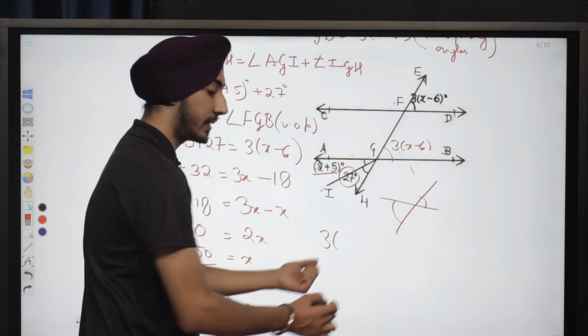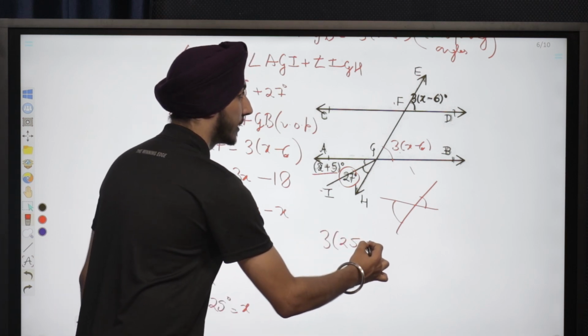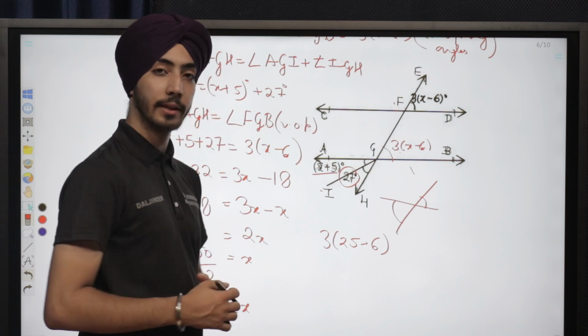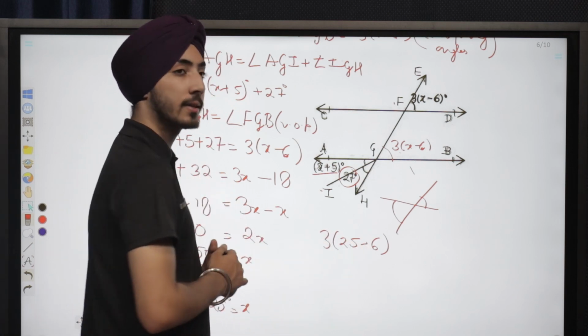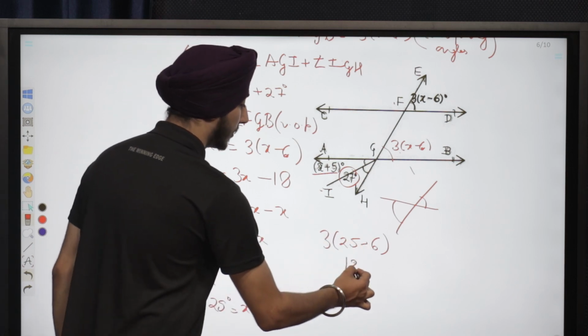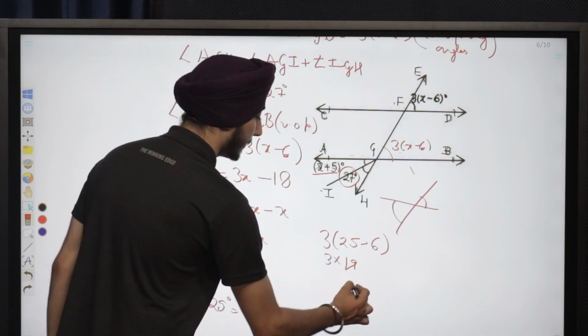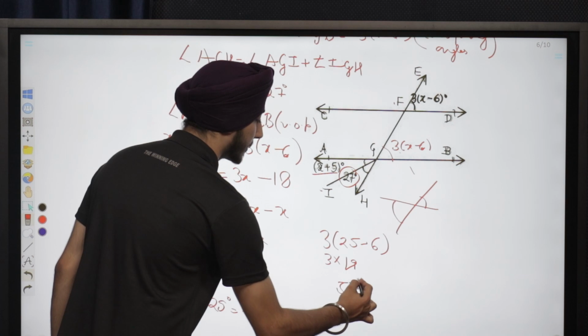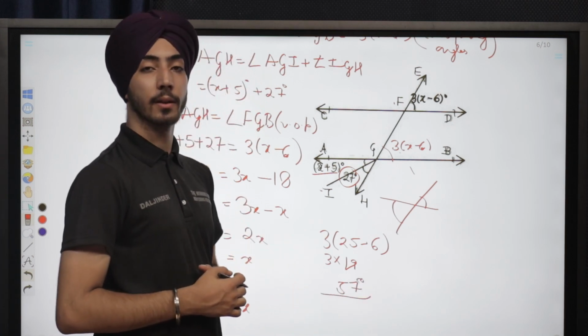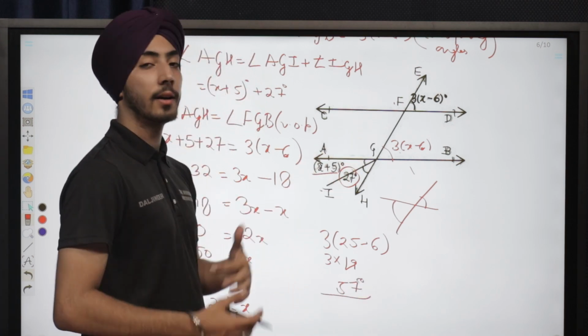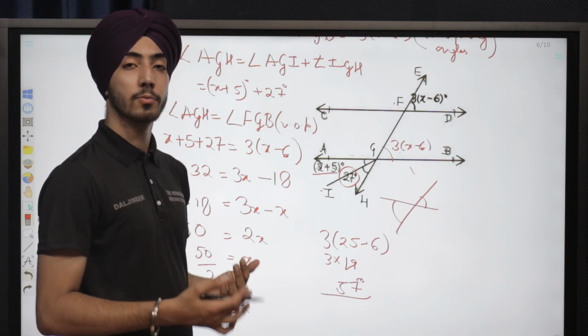You write 3 here, x ki jagah 25 likhoge, minus 6. Okay? Now 25 minus 6 will give you 19, and then you have to multiply it by 3. Right? This gives you 57 degree. Right? So this is how they can ask you questions ahead. Now let's move on to the next question.